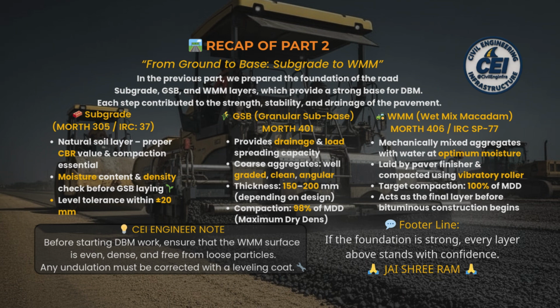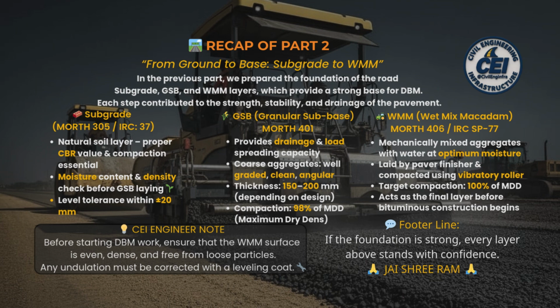Subgrade, MoRTH 305, IRC 37. This is the natural soil layer, the true base of every road. Here, proper CBR value and compaction are essential. Before placing GSB, we check the moisture content and density and ensure the level tolerance remains within plus or minus 20 mm. Because a strong subgrade is where a strong pavement begins.